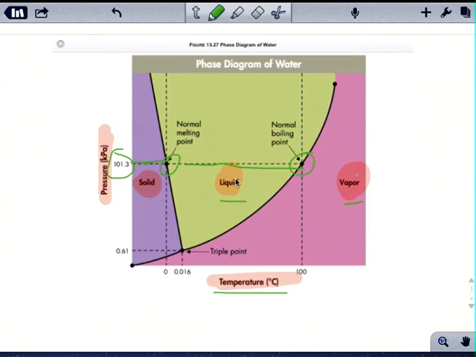Another neat point we need to point out is the triple point. The triple point is the place where all states of matter exist, the specific pressure and temperature at which we have it. So this is our phase diagram.